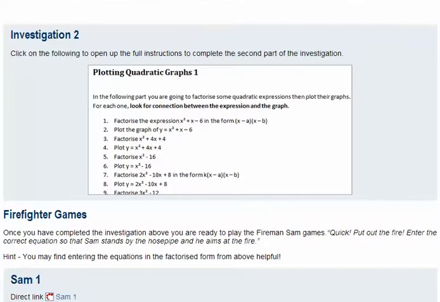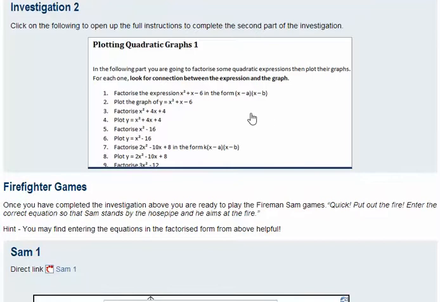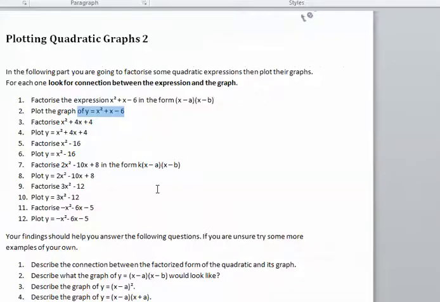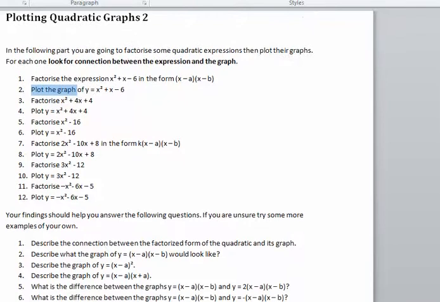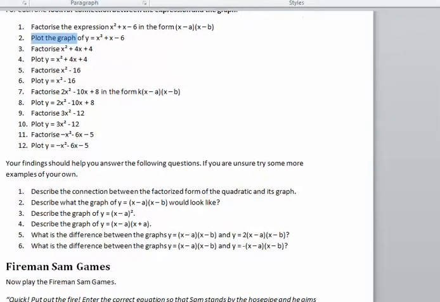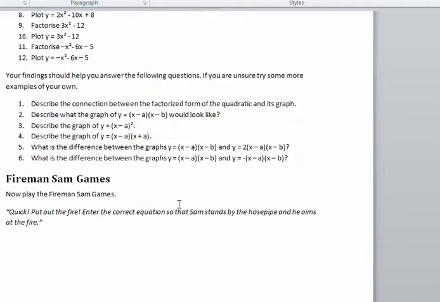Once that is done, a bit of revision of some algebra. So I would expect students to have done some factorizing before this activity, and what we've got to do here is factorize some quadratic equations into two brackets and then plot the graph of them and see how the two are related. There's a series of questions to try here, and once those are done and those are understood, it's time to try the Fireman Sam games.